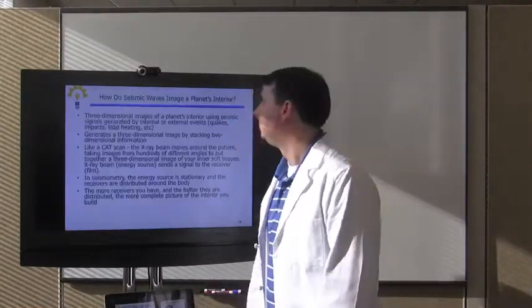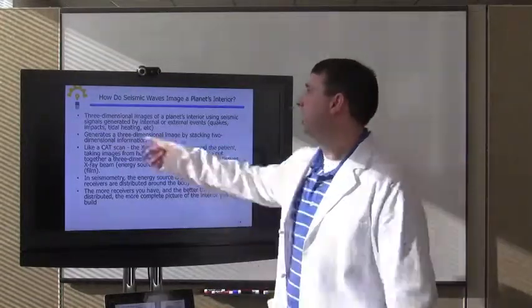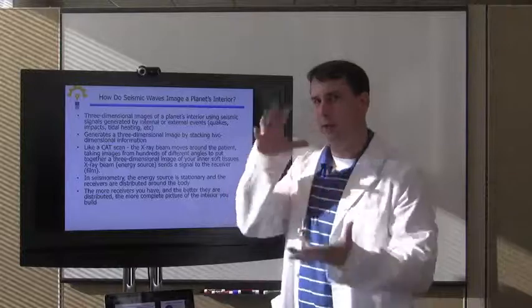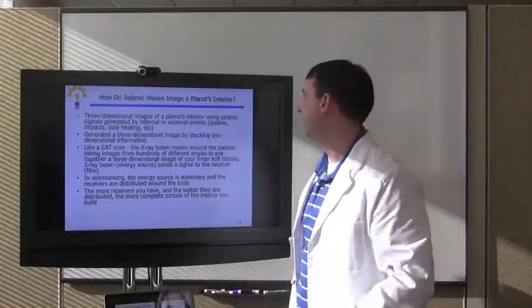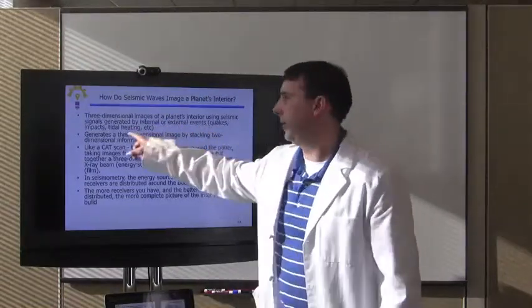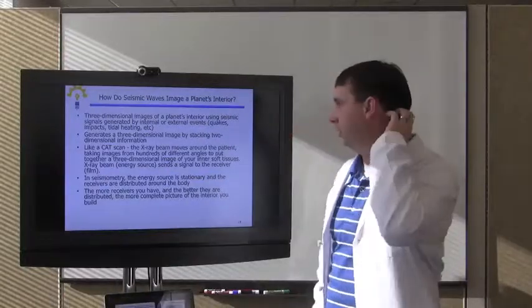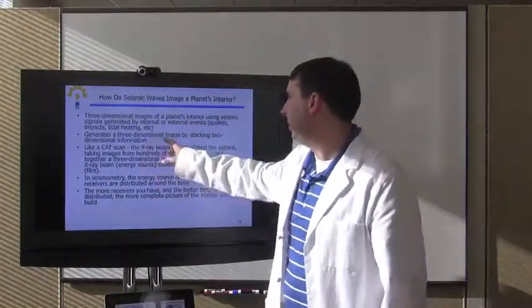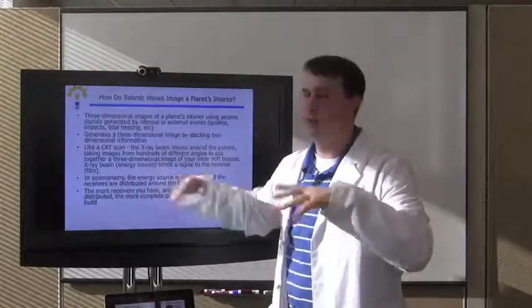So how do seismic waves image the planet's interior? Three-dimensional images of a planet's interior can be generated by using two-dimensional information. You use the quakes and tidal heating, the stuff that moves the planet itself, the vibrations that go through the planet. So you generate three-dimensional images by stacking 2D images on top of each other, okay? It's just like a CAT scan.